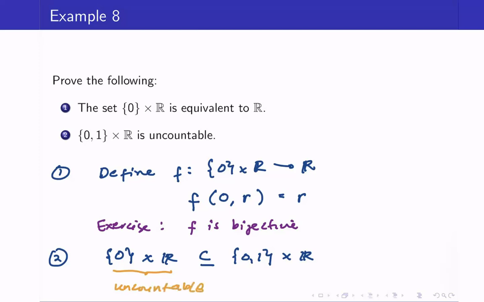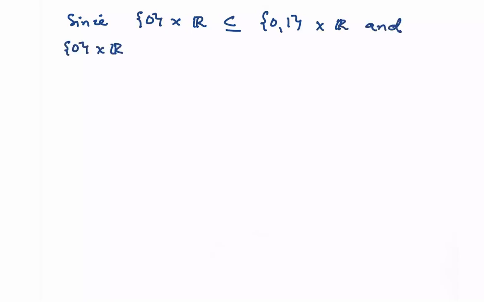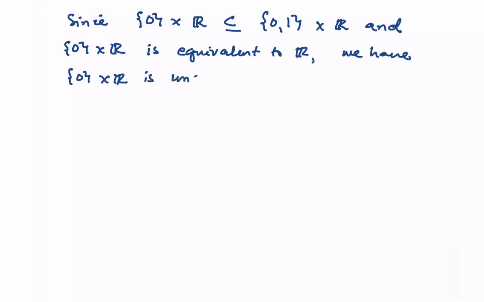So what do we have here? We have a set which contains an uncountable set. So therefore, this set is uncountable. Okay? So let me just write that in paragraph form. So since this is a subset of (0, 1) cross R and {0} cross R is equivalent to R, we have {0} cross R is uncountable.